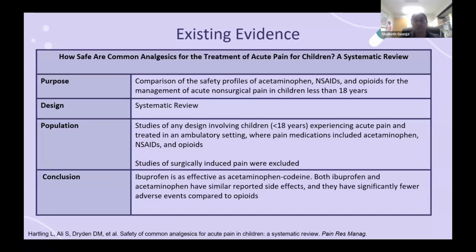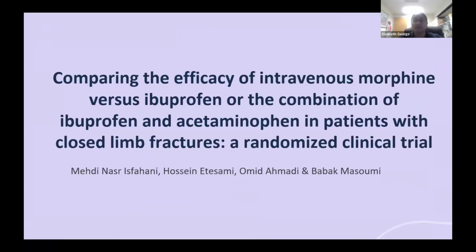And in conclusion, the authors found that ibuprofen was as effective as a combination of acetaminophen and codeine. And they also found that both ibuprofen and acetaminophen have similar reported side effects, and they have fewer adverse effects when compared to opioids. Now I'll be getting into our trial. This trial is going to be comparing the efficacy of intravenous morphine versus ibuprofen, or the combination of ibuprofen and acetaminophen in patients with closed limb fractures.